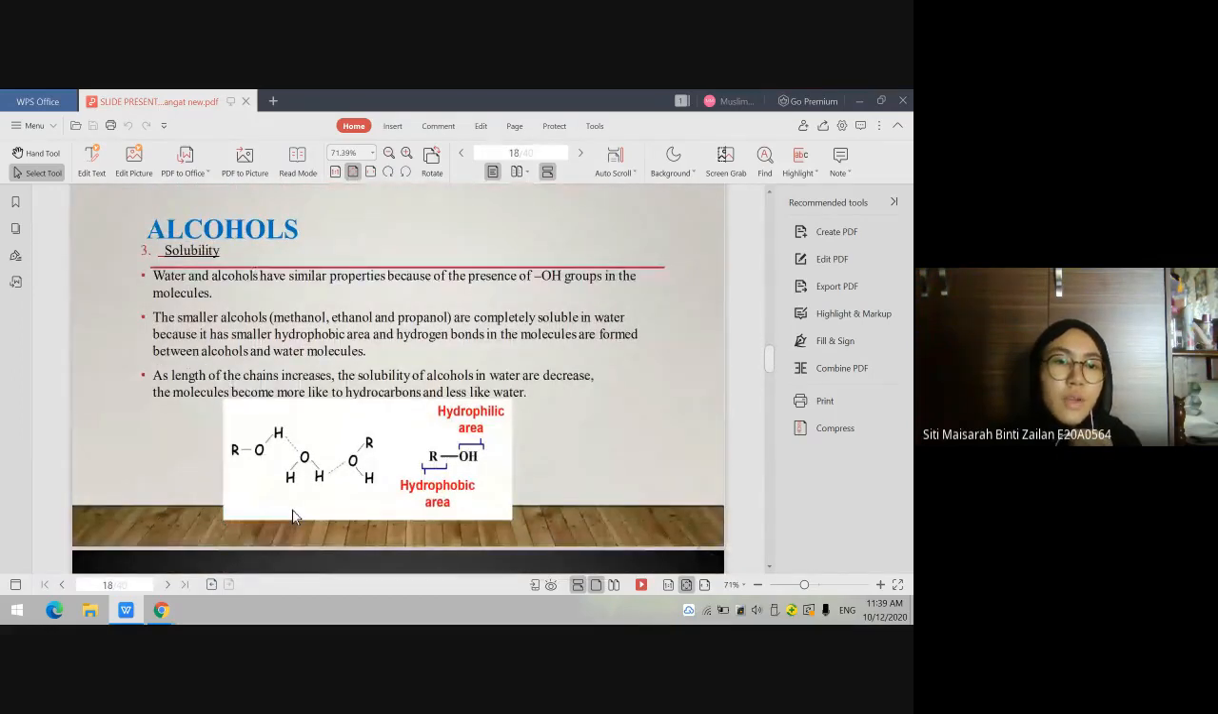Next, solubility. Water and alcohols have similar properties because of the presence of hydroxy groups in the molecules. The smaller alcohols, methanol, ethanol, and propanol, are completely soluble in water because it has smaller hydrophobic area, and hydrogen bonds in the molecules are formed between alcohols and water molecules. As length of the chain increases, the solubility of alcohols in water decreases. The molecules become more like hydrocarbons and less like water.